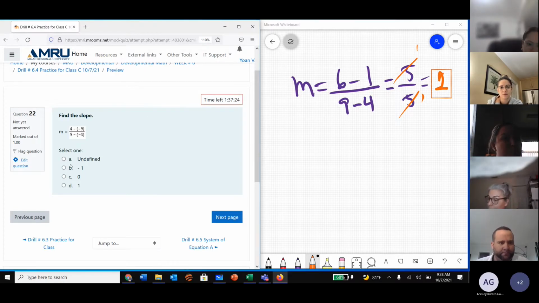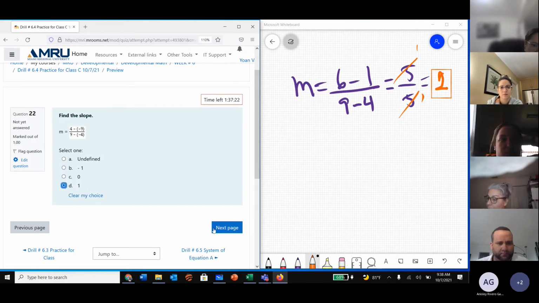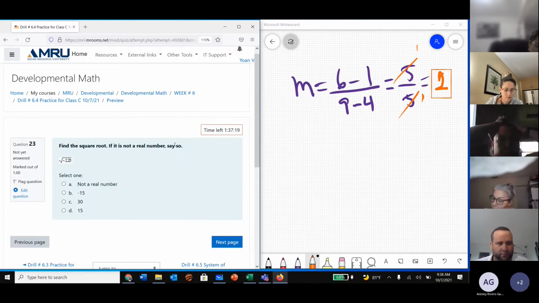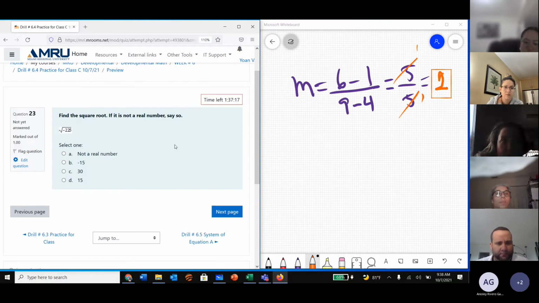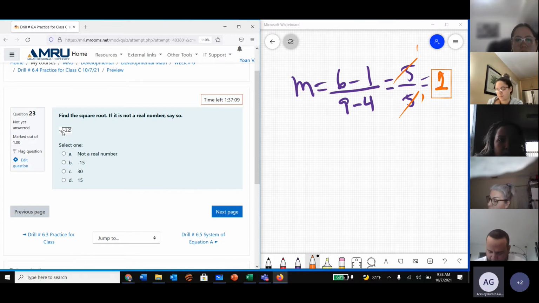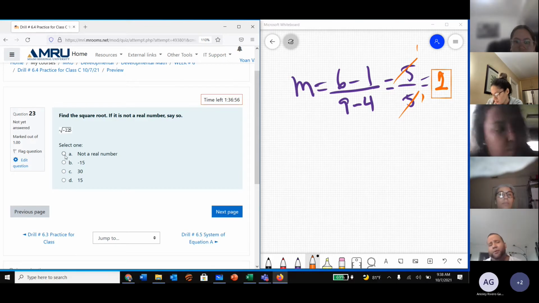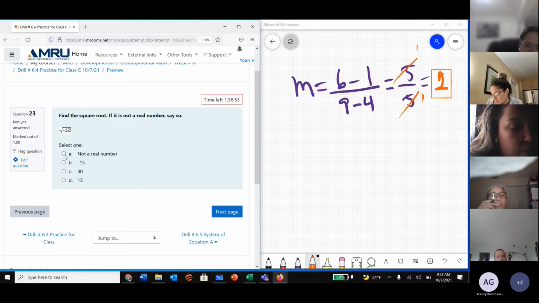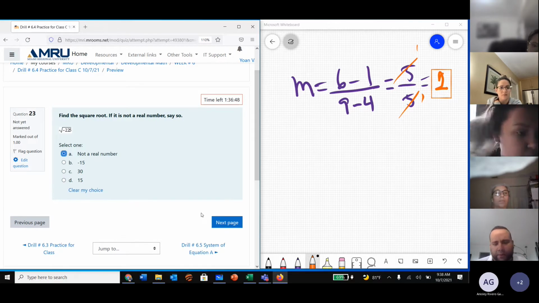Okay. Question number 23. Not a real number. Why not a real number? Because it's negative. A negative under the root doesn't exist. It's an imaginary number, because this one is negative. We don't have the solution here. This is a non-real number right here.